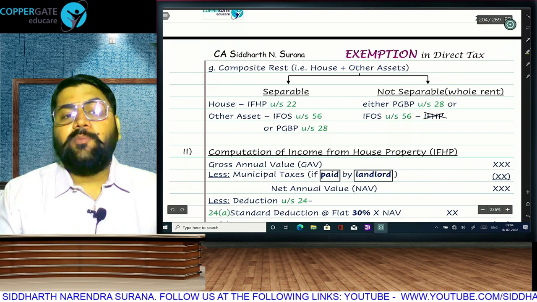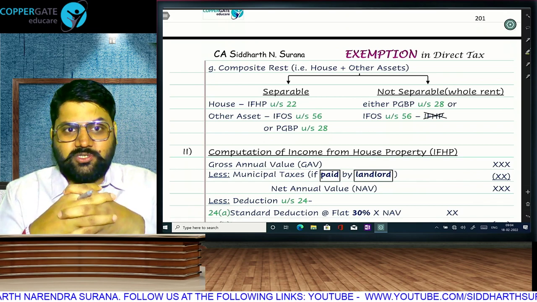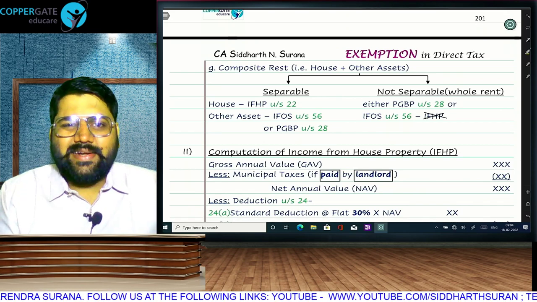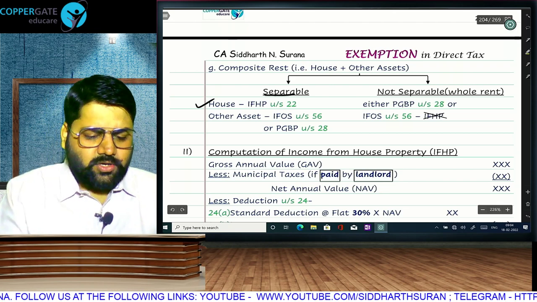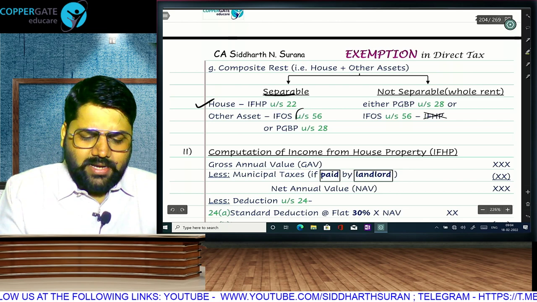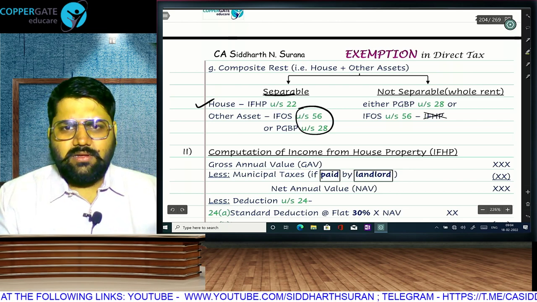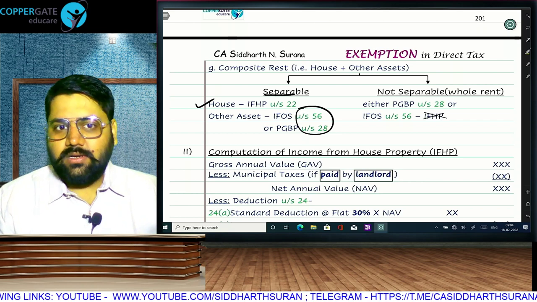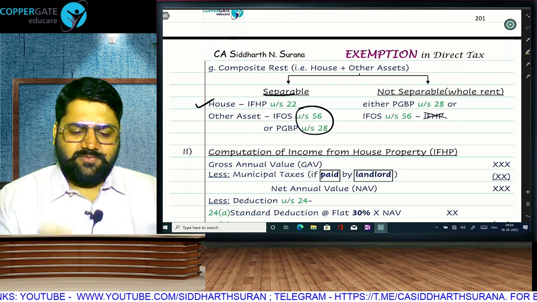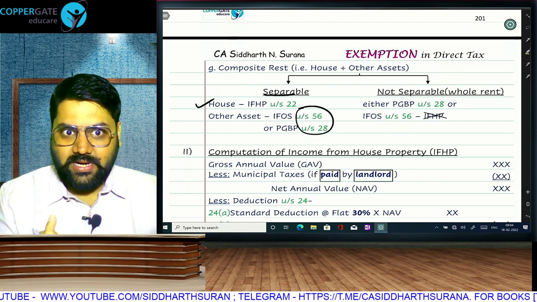If you get composite rent, house property and other assets, total rent, check whether the two lettings are separable or not separable. If they are separable, then the rent of the house will go under house property. Other assets depend. If it is regular, then PGBP, otherwise IFOS. But they can't go under house property. Other assets cannot come. For house property, there has to be a building, only building rent.